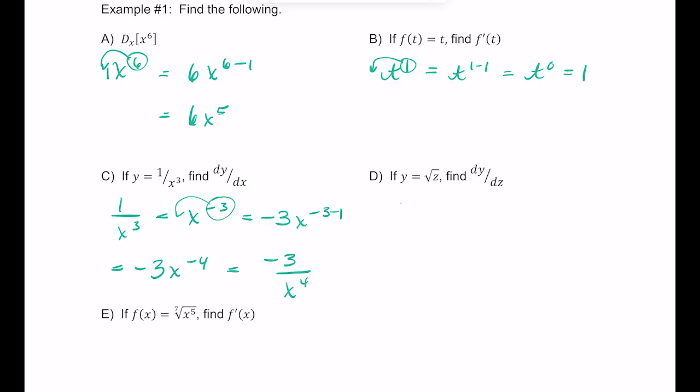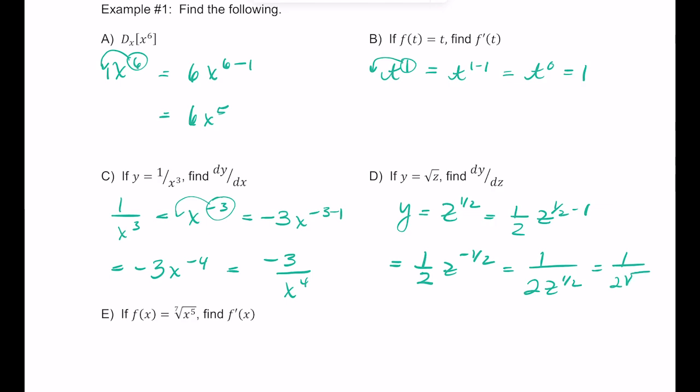For D, if y equals the square root of z, find the derivative of y with respect to z. So remember, the square root of z can be written as z to the 1/2 power. So now it's in the form of x to the n, or z to the n, if you will. So it's just going to be 1/2 z to the 1/2 minus 1 power. Well, 1/2 minus 1 is negative 1/2. So what I have is 1 over 2 z to the 1/2. And then I'm just going to rewrite that back again as a square root. So it's 1 over 2 times the square root of z.